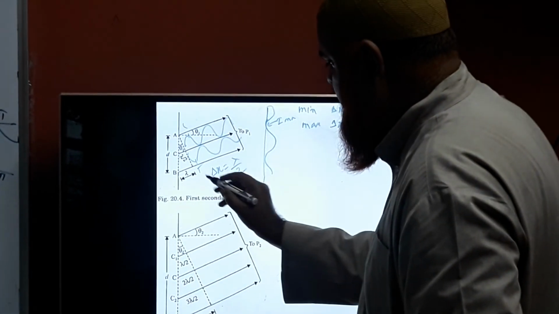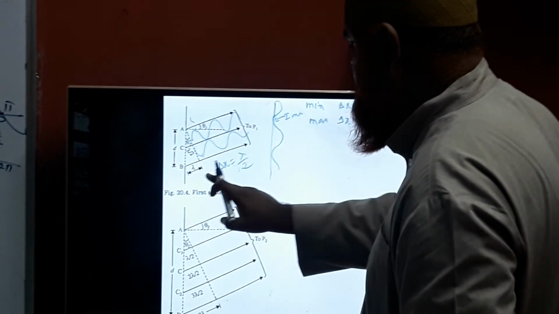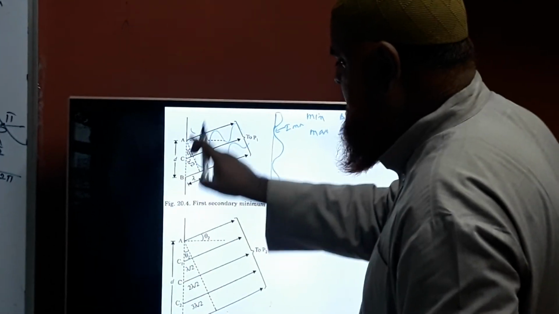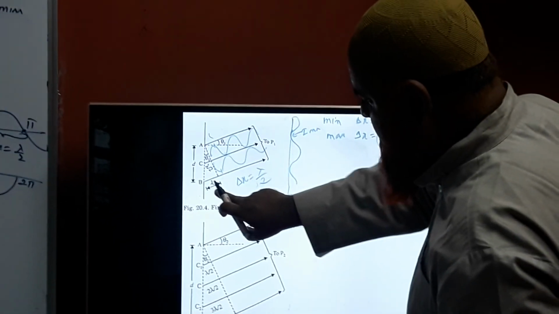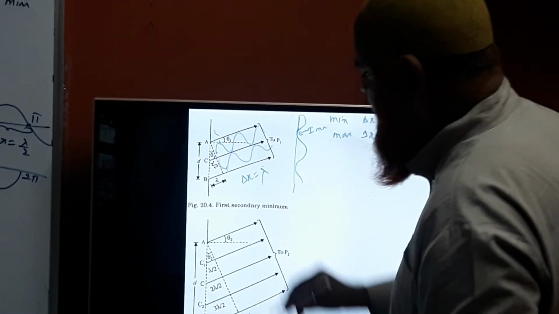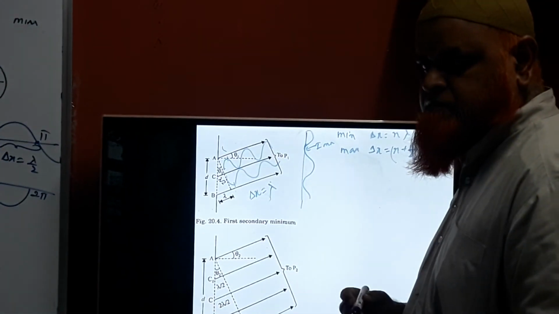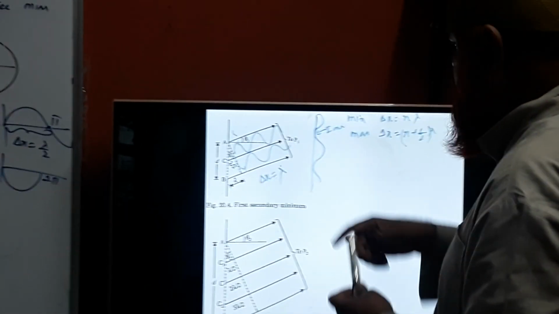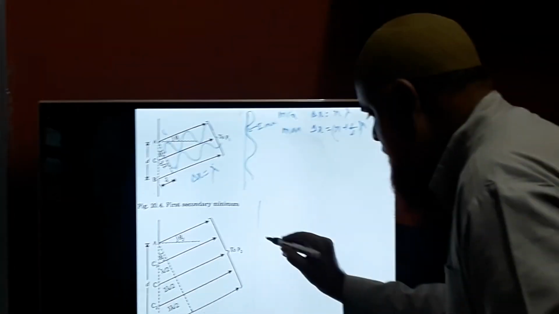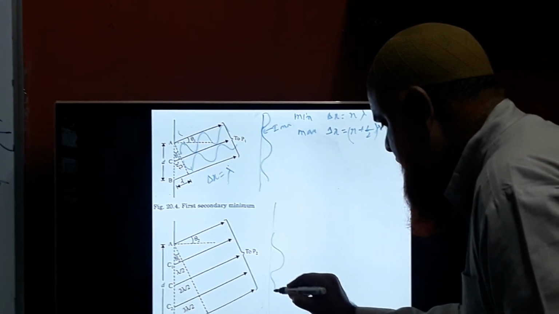So now, path difference at this place is going to be how much? Here it is lambda by 2 between these two waves, and here if you come, path difference is going to be lambda. Understand? This is for first minima. For example, now I am discussing about second minima.